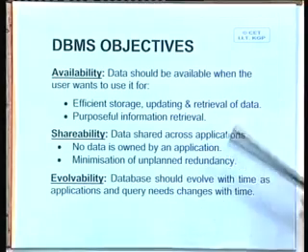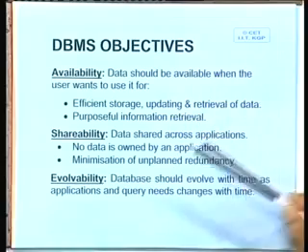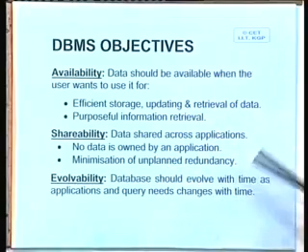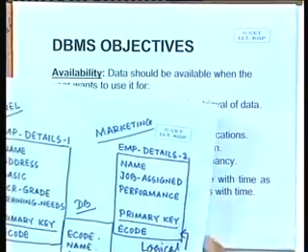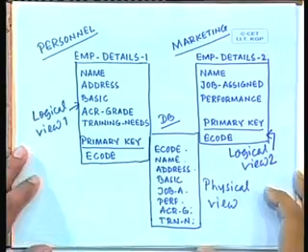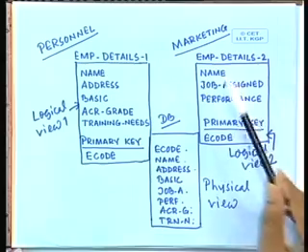So, in the previous class we were discussing the objectives of database management systems. Now, you have seen that you have identified 5 broad objectives. What are they? The first one was data availability, then shareability, evolvability, data integrity and data independence. Now, we have taken a simple example to explain data availability and shareability, and how those things are actually possible.